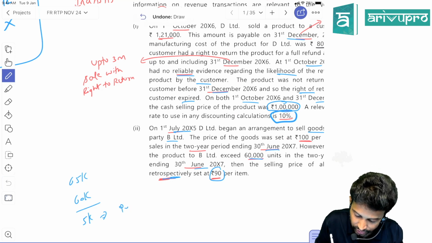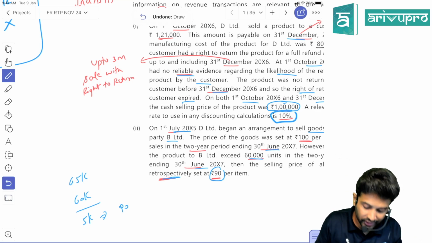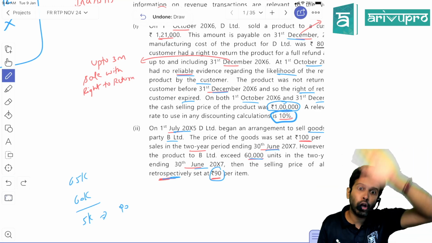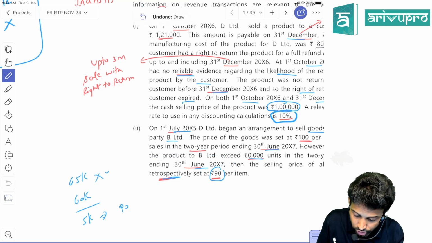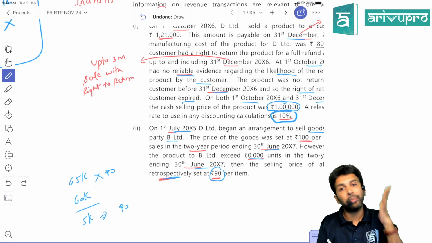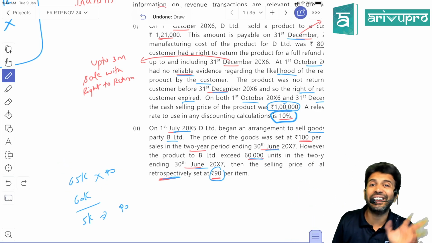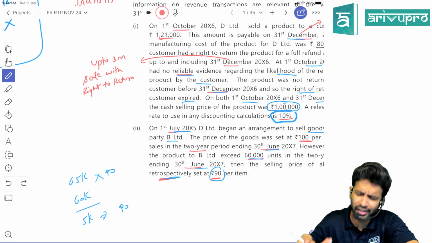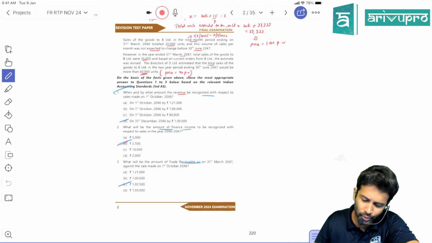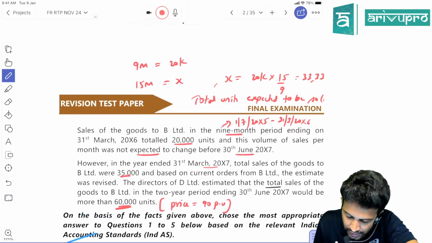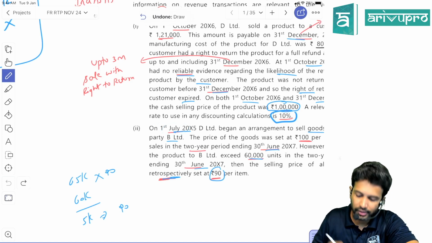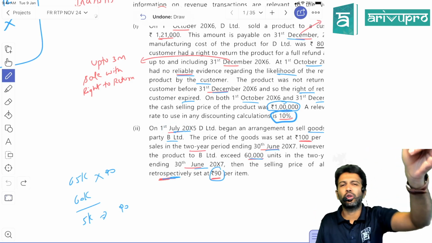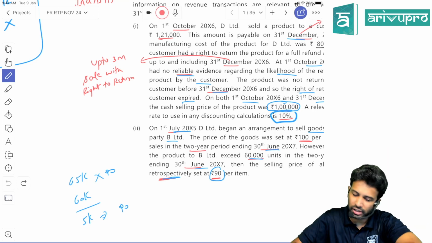What they are trying to say is what, sir? If the number of units exceeds 60,000, then the price of all the goods will be retrospectively adjusted at 90. So entire goods of 65,000, which I've assumed, right, will be sold, or whose selling price will be taken at 90 per unit. We have done such questions in our regular class. This is not a new thing to us. Okay. Now let's see what happens. Sale of goods to B Limited in the 9 months period. You made the agreement on July, no sir? Okay, so from July, August, September, October, November, December, January, February, March, if you count, that's about 9 months.